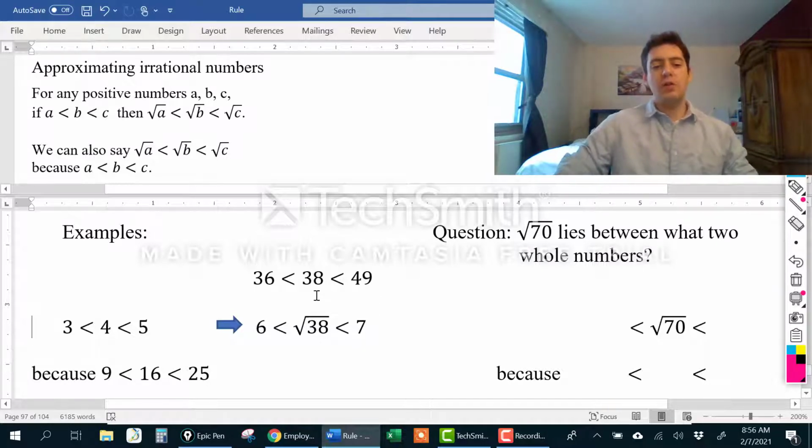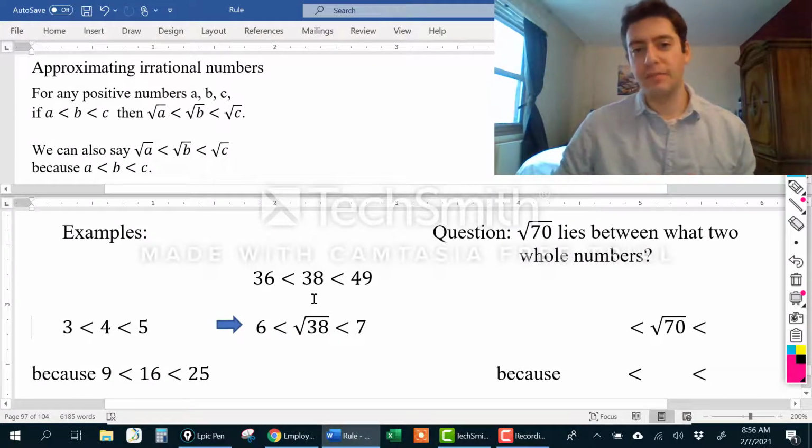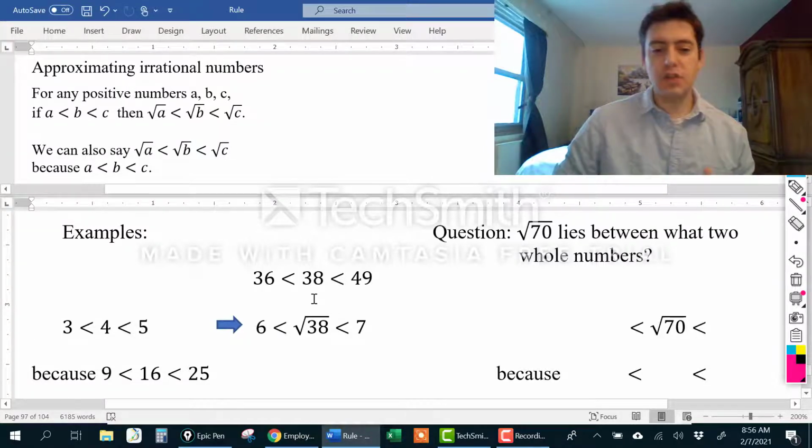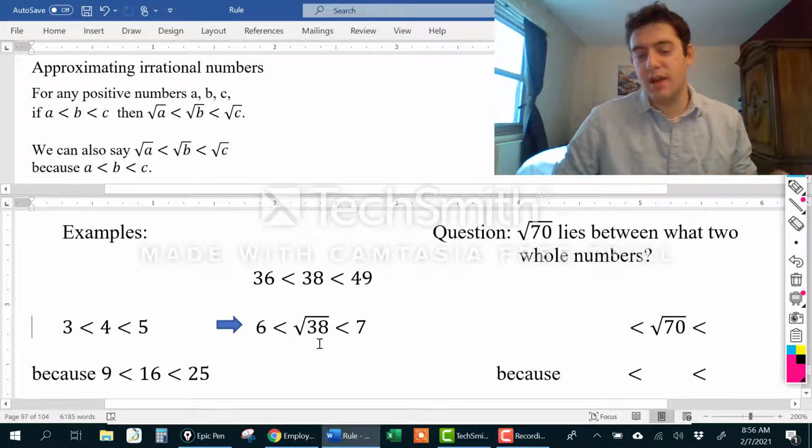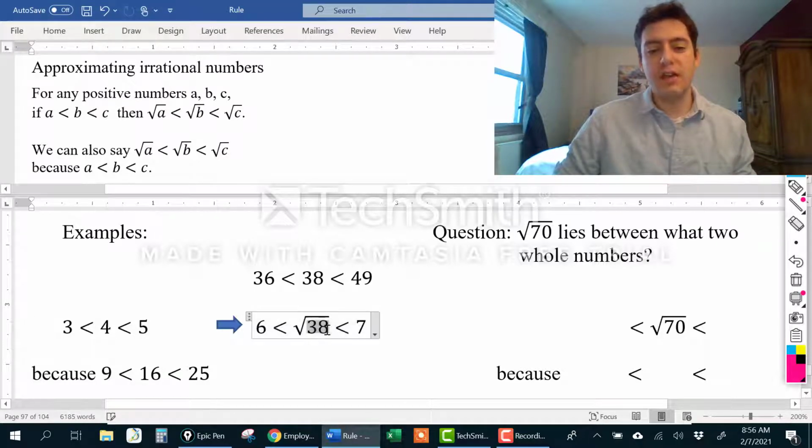Now, the square root of 38 is not a whole number. The square root of 38 would be irrational. So I'm just going to keep that in this form, and instead of writing a whole number here, which I can't because the square root of 38 is not a whole number, I'll just write 38 and put the square root symbol over it. Okay, so I have the square root of 38 here.